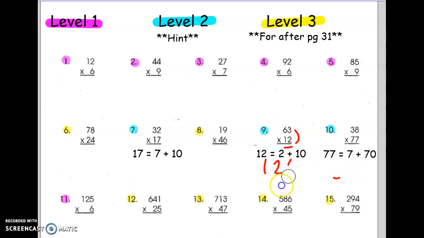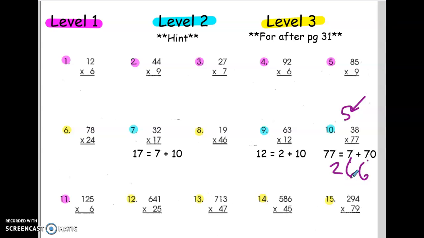Last one. This one is slightly different, but I think you can still handle it. Let's try it together. Number 10, 38 times 77. Well, here's what I know. A 77 is built of a 7 and a 70. Let's start with 7. 38 times 7. Well, 8 times 7 is 56. Carry the 5. 3 times 7 is 21. Plus our carried 5 is 26.